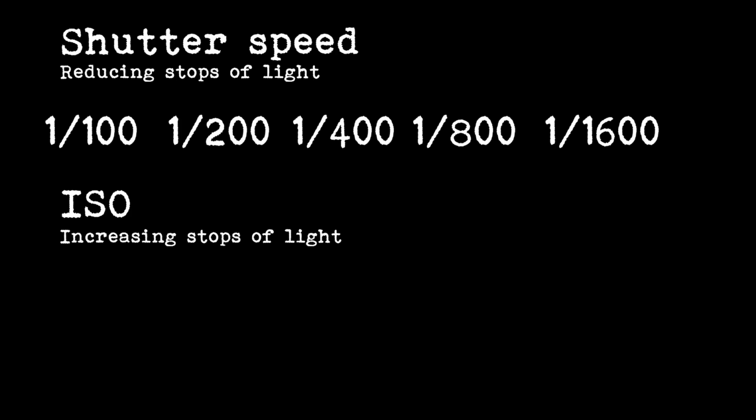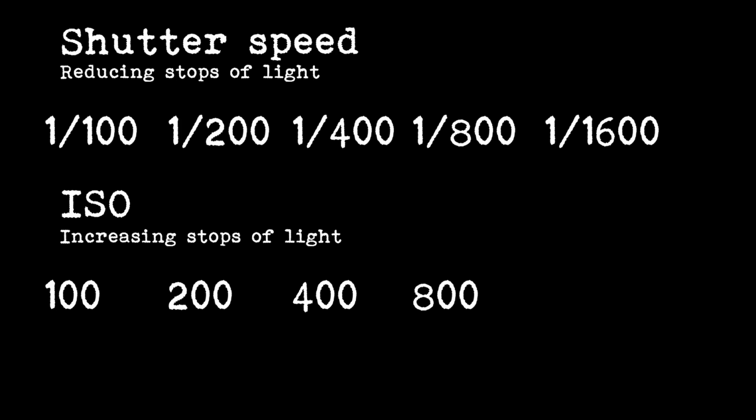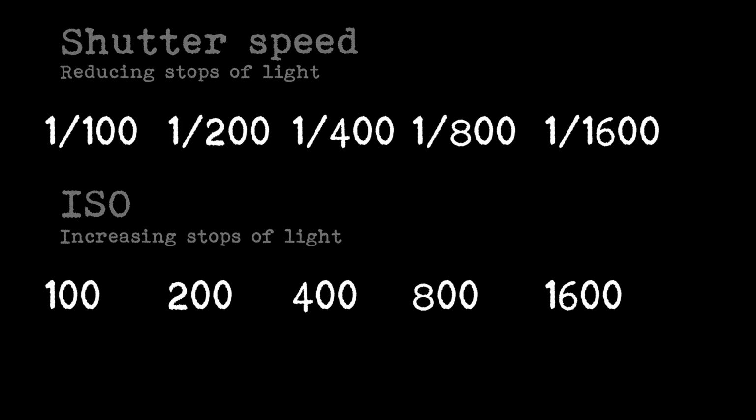With ISO, if you start at 100 and double the light, you'll go to ISO 200. If you double the light again, you'll go to 400. And then again, 800, and then 1600. So you can see, even though they're going in opposite directions, they follow the same pattern.